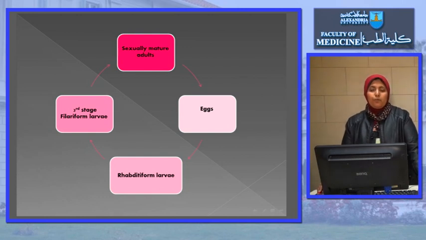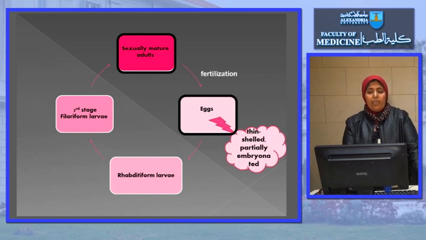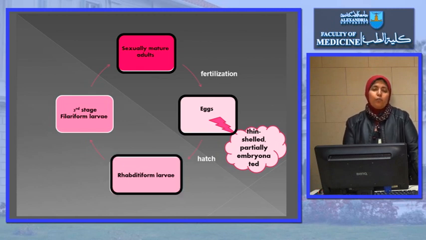Let's just agree on a few things which will facilitate the life cycle when we take it. Once adults are present and are sexually mature, females are fertilized to produce the eggs. And the eggs of Strongyloides stercoralis are characterized by being partially embryonated eggs having a thin shell. Eggs then hatch to produce the rhabditiform larvae. Now let's concentrate on this next part, please, because this will explain a lot about the life cycle.